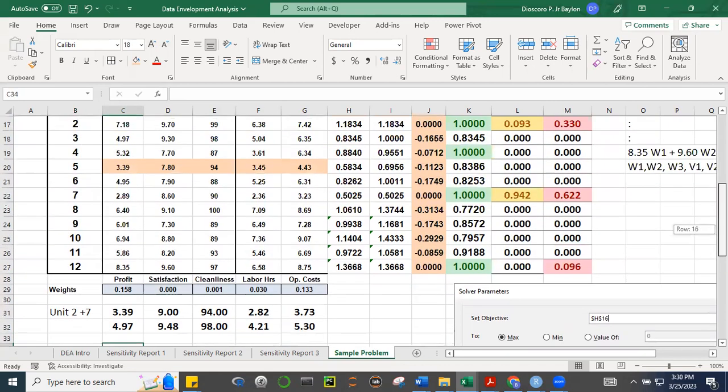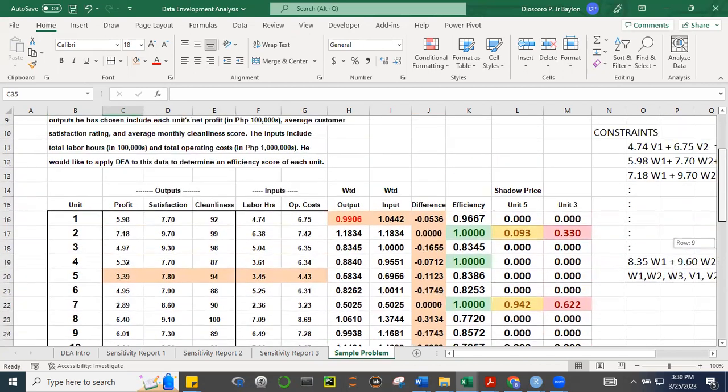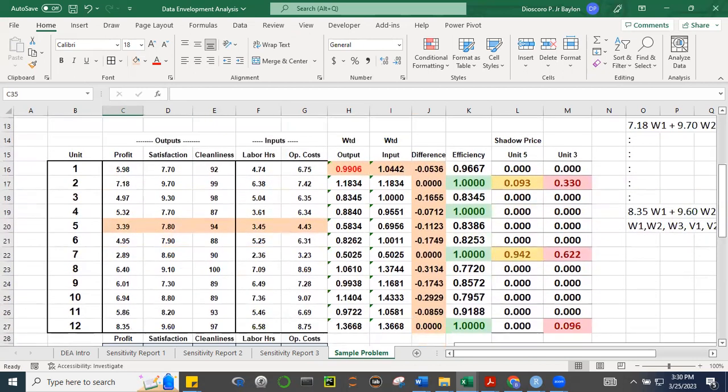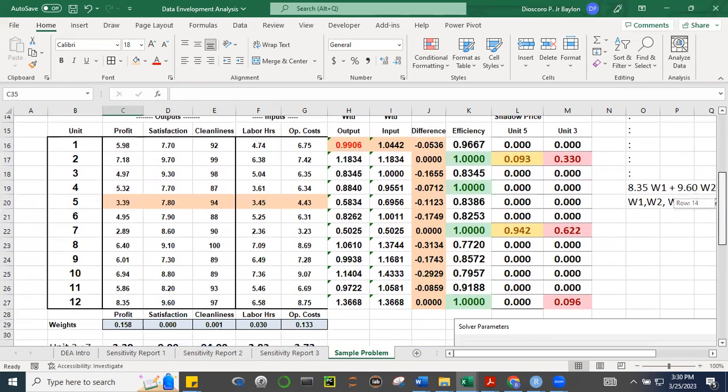So for example, this is unit number 1, right? How do we pick up the output of unit number 1? We need to get the output of unit number 1, which is this one, the weighted output of unit number 1 when we solve for unit number 1. And we also need to get the input of unit number 1 when we're solving for unit number 1, because we need that, right? So how will this formula look like?